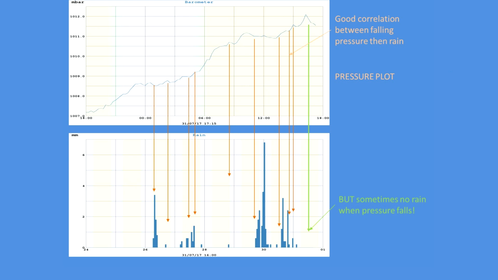So there it is. It's roughly a 24-hour period, and it's showing every time it rains. The bottom chart is the rainfall register from my weather station. I've got a semi-professional weather station, and it shows good correlation. But note, when the pressure drops, it doesn't always rain.